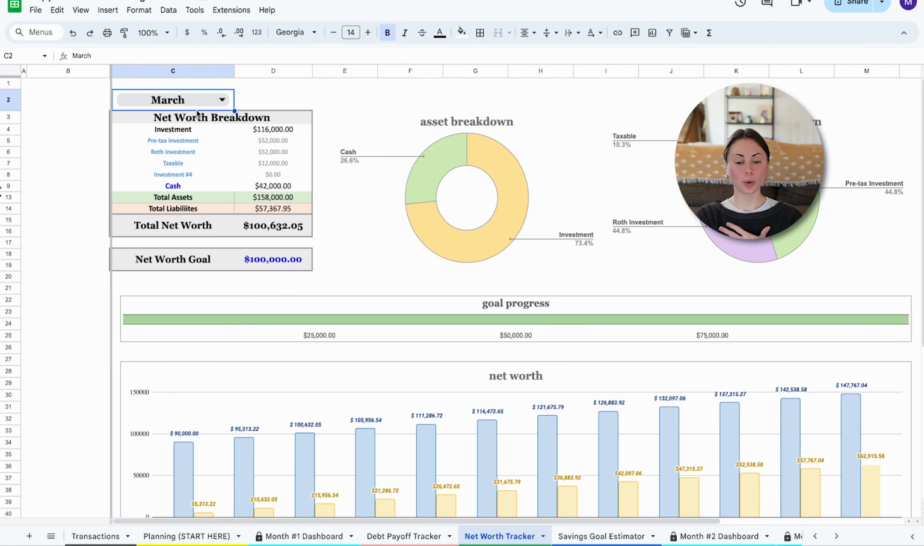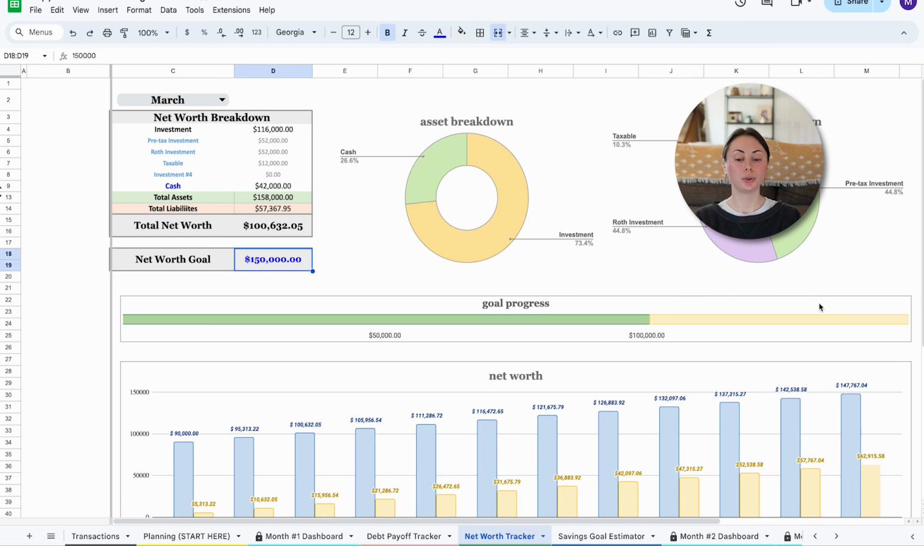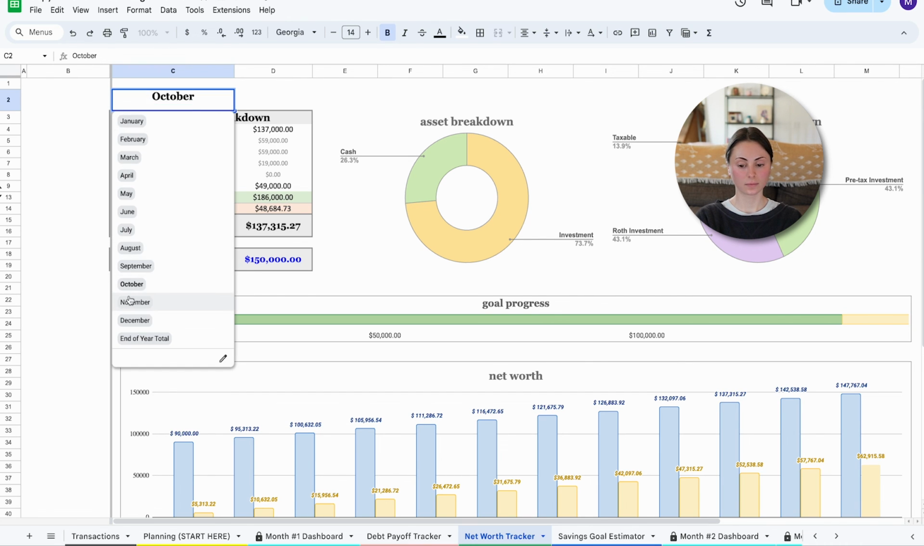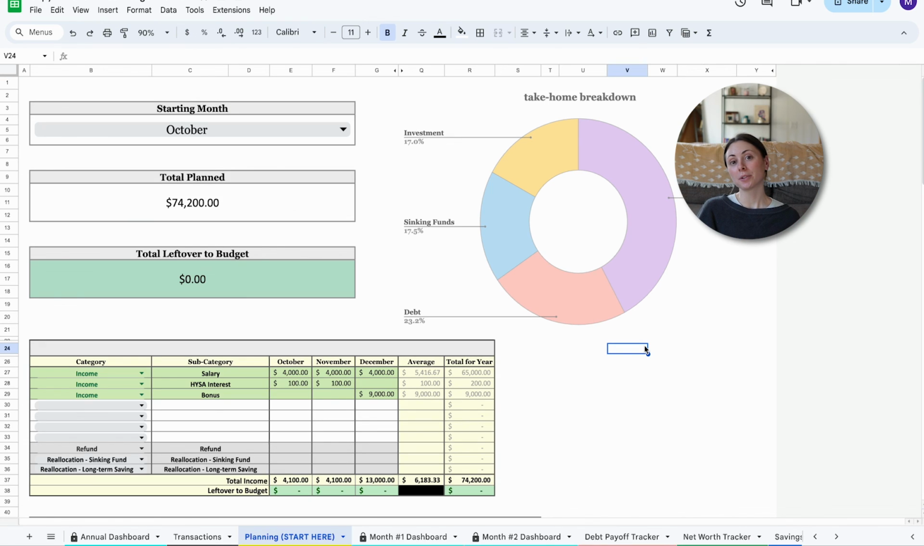What I would do is once I got to March and I see I already hit my goal, I would just create a new goal. So I would go in here and say, okay, 150,000. And then I would update my max number to 150,000. And now I have the new tracker. And as I go through here, I can see how that climbs. And then when you get to your end of year total, this is the final snapshot of the year's net worth. You will be able to use this annual budget planner year over year over year.